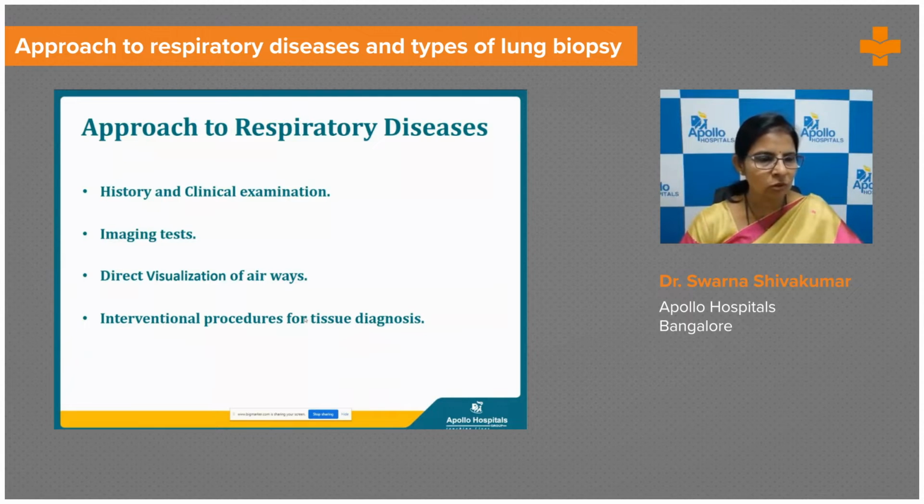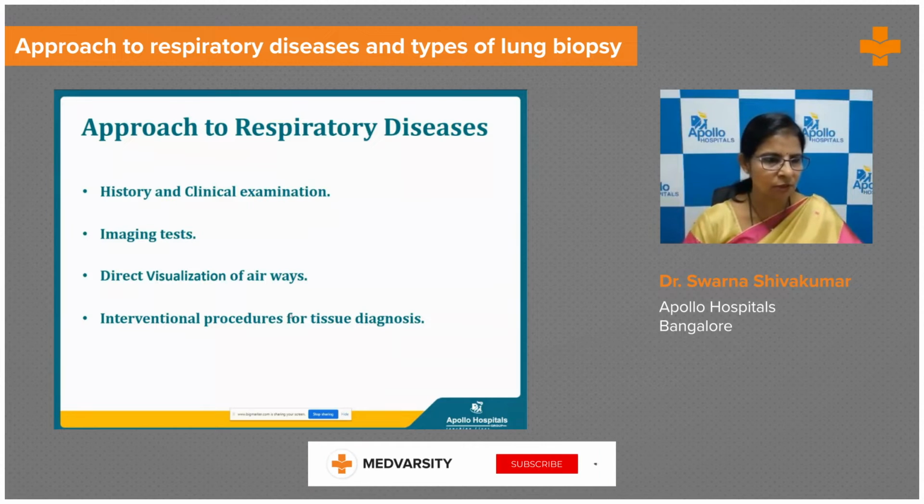The next line of examination is direct visualization of airways. This is through bronchoscopic examination with or without endobronchial ultrasound. During this, we can localize the lesion, understand the nature of the lesion, and also assess its feasibility for interventional procedures.